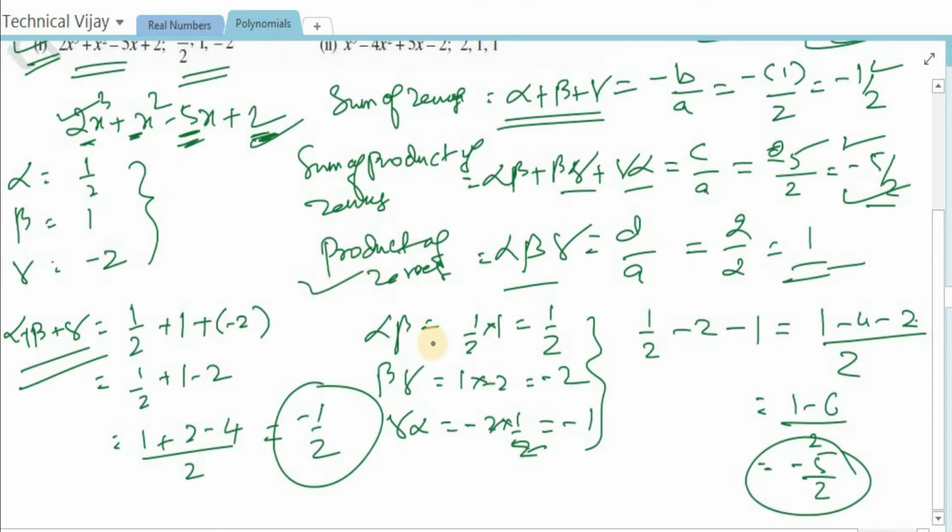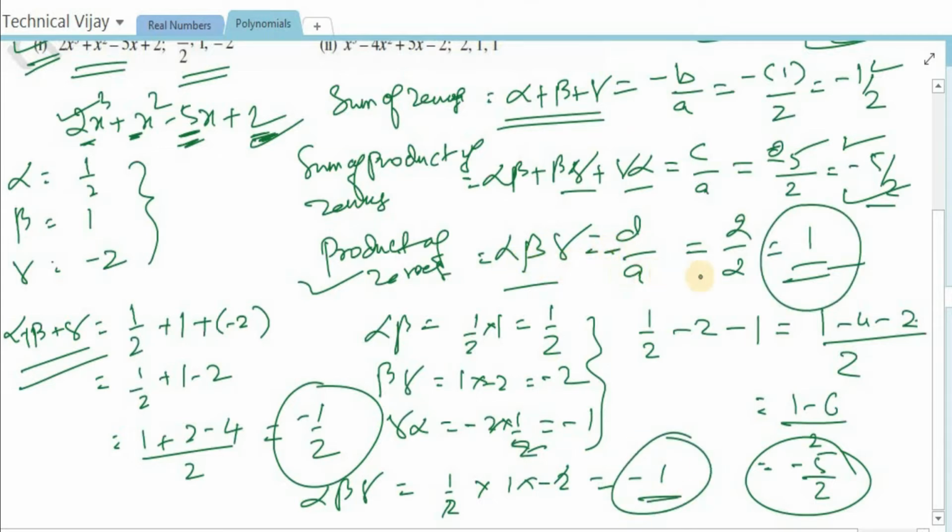And the product of zeros, alpha beta gamma, is equal to 1 by 2 into 1 into minus 2. So the 2s cancel, which is equal to minus 1. So alpha beta gamma is equal to minus d by a. So this is minus 1. This is satisfied.